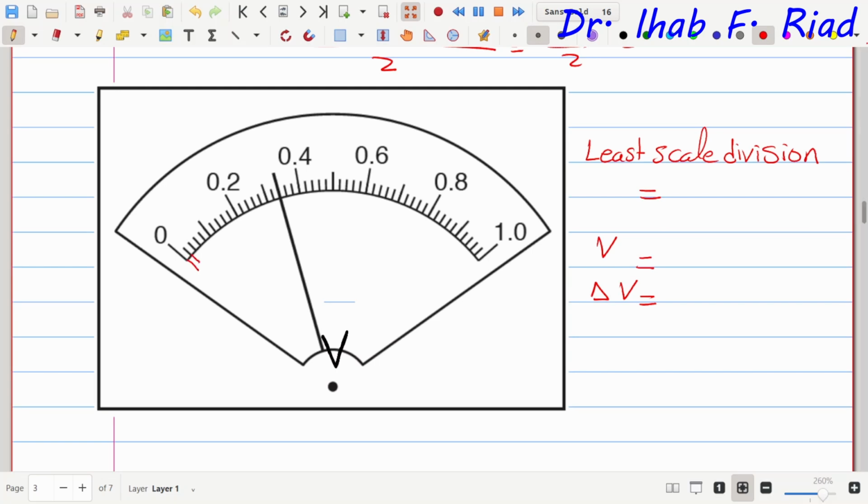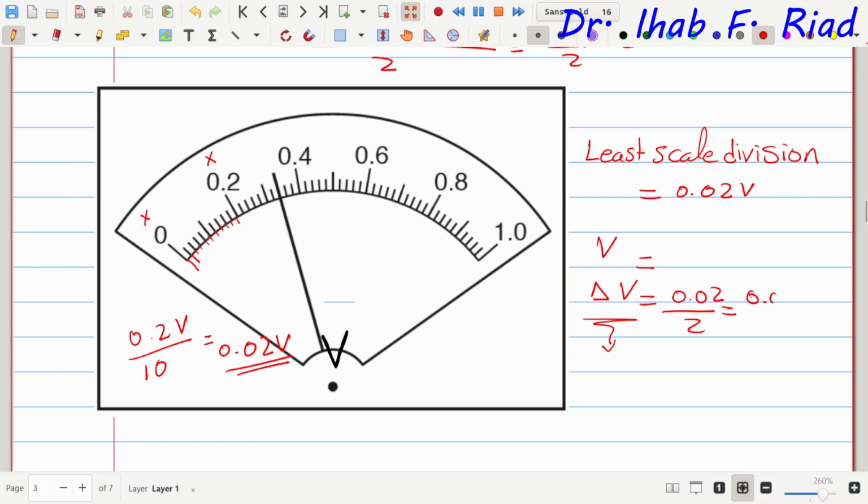So we know from this point to here we have 0.2 volts, right? How many divisions? 1, 2, 3, 4, 5, 6, 7, 8, 9, 10. Then divide by 10, it is 0.02 volts. Then the least scale division of this scale is 0.02 volt. What is delta V? It is the least scale division divided by 2. Then it is 0.02 divided by 2, it is 0.01 volt.